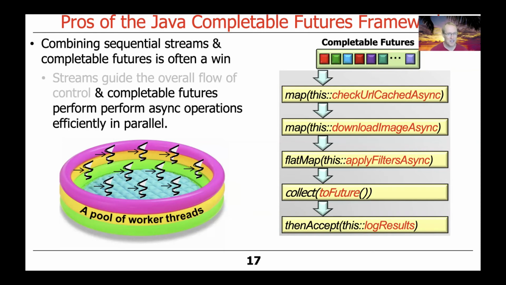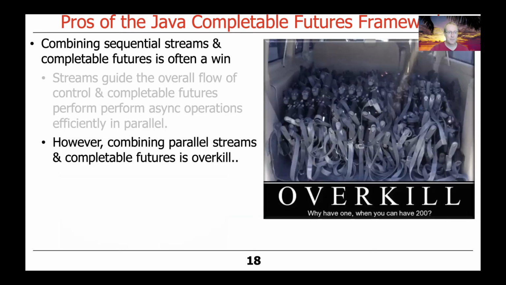We'll see that there are other ways to get the best of both worlds that are even more integrated into a framework, namely the reactive streams framework as provided by RxJava or Project Reactor. But if you're stuck with using the standard versions of this stuff that come out of the box with Java, then combining sequential streams and completable futures is actually very powerful.